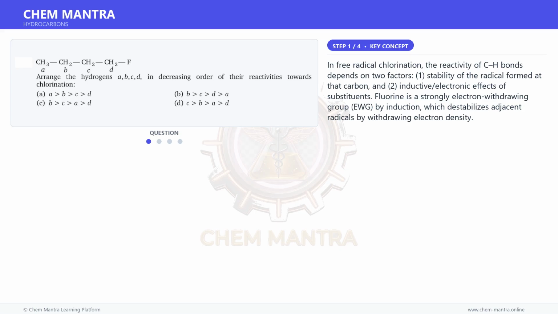In free radical chlorination, the reactivity of C-H bonds depends on two factors: 1. Stability of the radical formed at that carbon, and 2. Inductive electronic effects of substituents. Fluorine is a strongly electron-withdrawing group, EWG, by induction, which destabilizes adjacent radicals by withdrawing electron density.